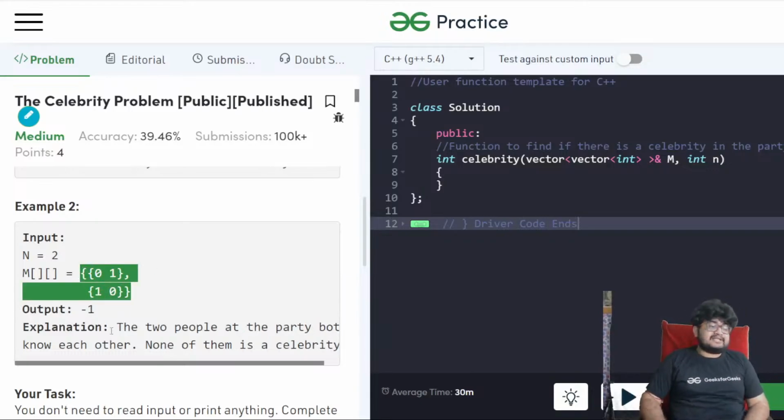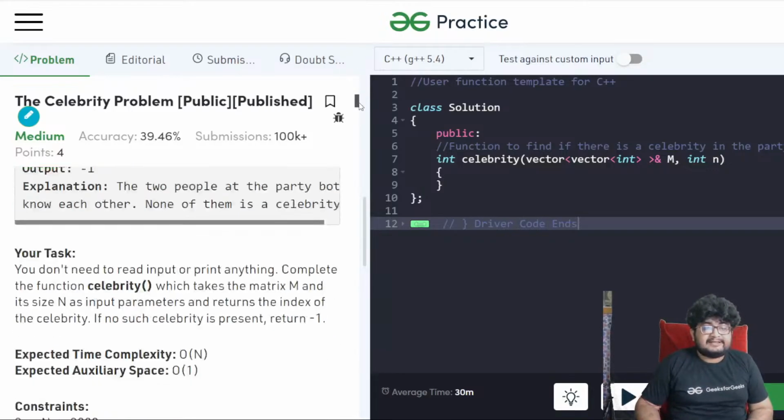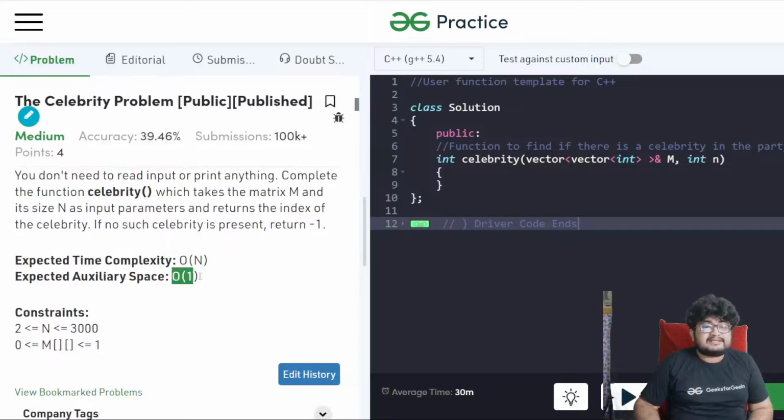So this is the question. This is called the celebrity problem. You have to find the celebrity, right? Expected time and space complexity is order of n and order of 1. Now how do we solve this?